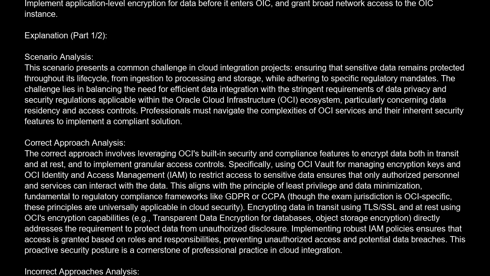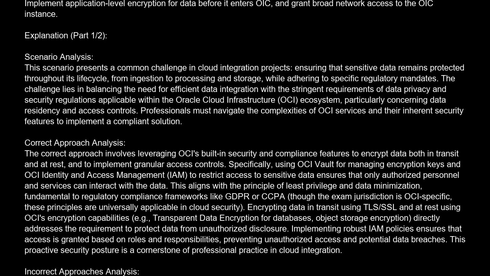Explanation. Scenario analysis. This scenario presents a common challenge in cloud integration projects, ensuring that sensitive data remains protected throughout its lifecycle, from ingestion to processing and storage, while adhering to specific regulatory mandates. The challenge lies in balancing the need for efficient data integration with the stringent requirements of data privacy and security regulations applicable within the Oracle Cloud Infrastructure, OCI ecosystem, particularly concerning data residency and access controls.